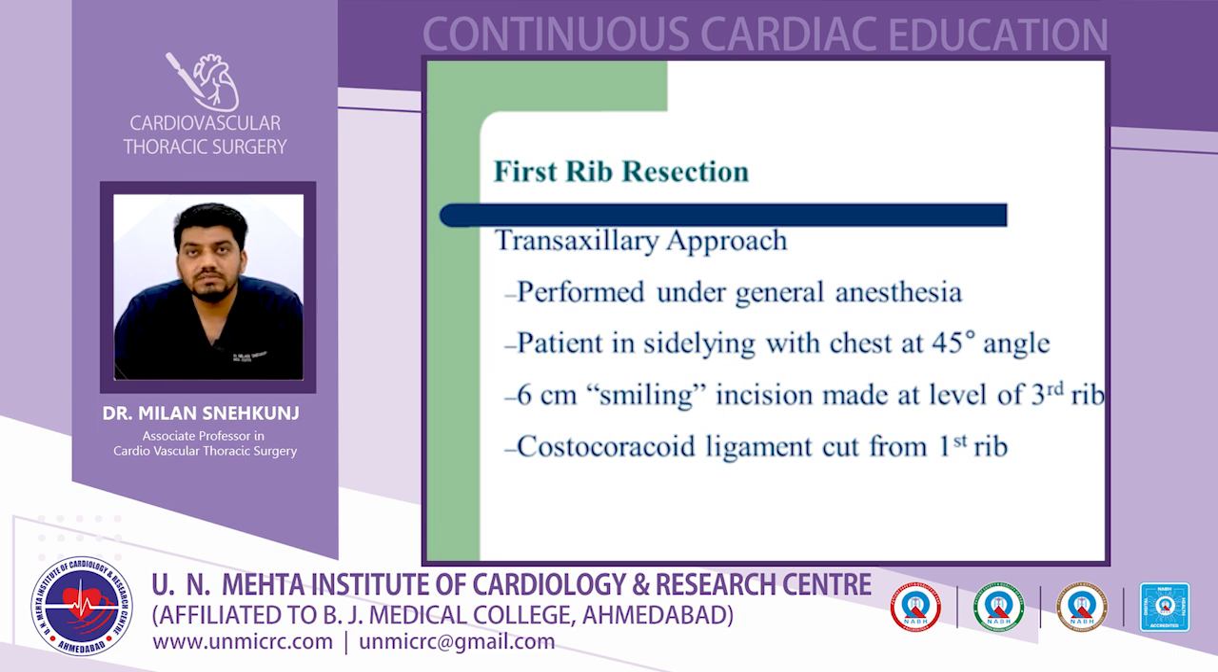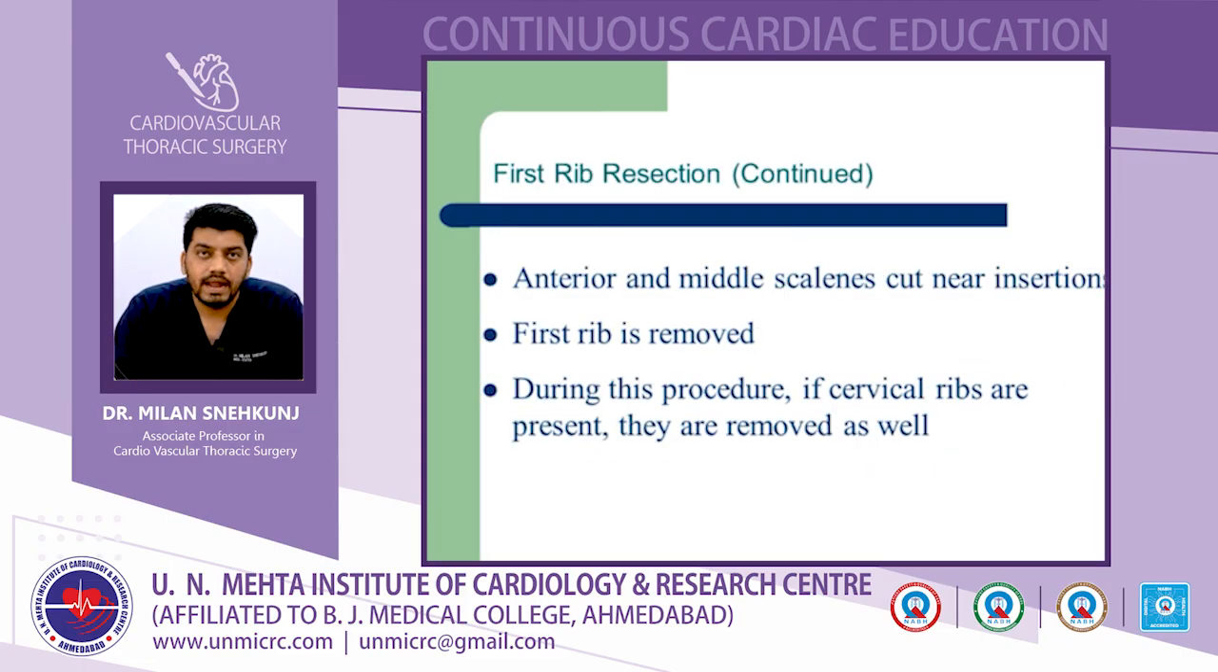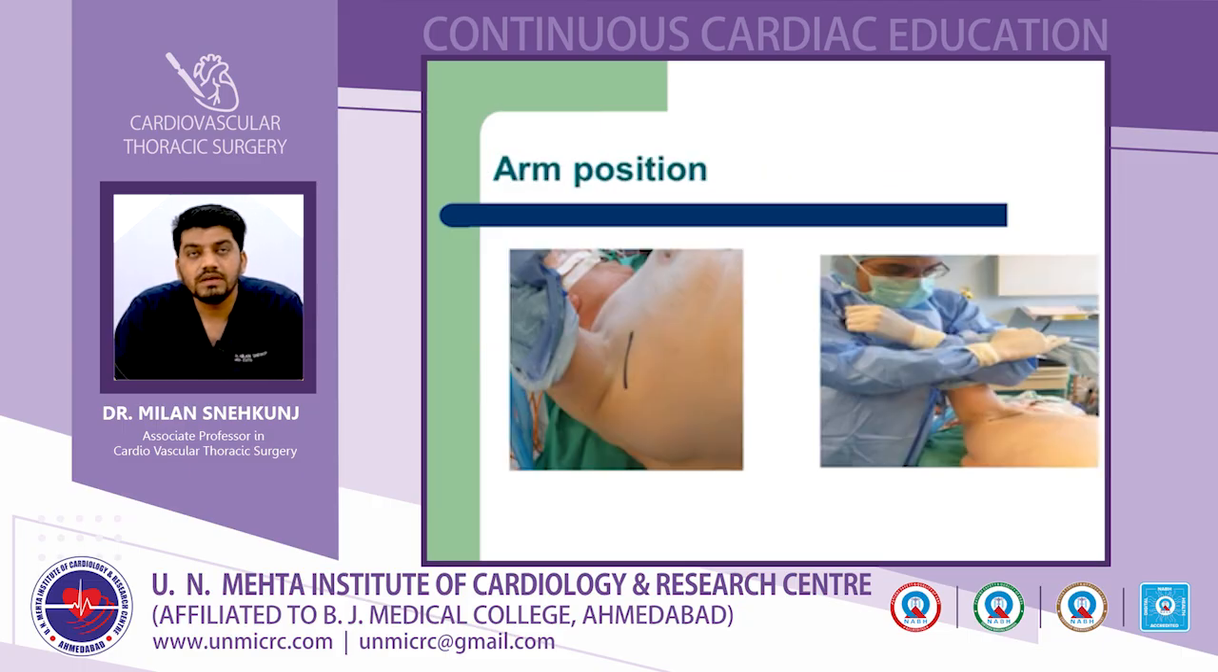It is performed under general anesthesia. The patient is in a side-lying position with the chest at a 45-degree angle. A 6 cm incision is kept at the level of the third rib. The costoclavicular ligament is cut from the first rib. The anterior and middle scalene muscles are cut near their insertion. The first rib is removed, and if a cervical rib is present, it is also removed. So here is the incision site, which is at the level of the third rib.